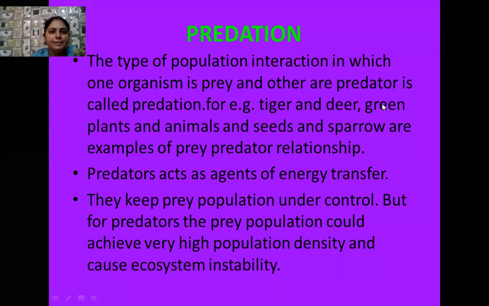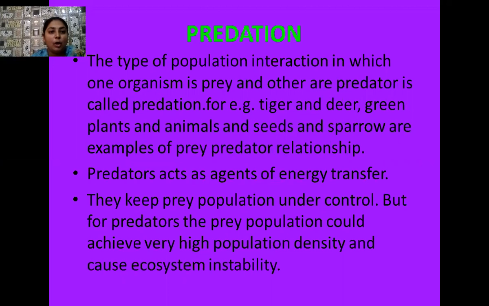Good morning, students. So today we are going to start our next topic, and our next topic is population interactions in chapter 14, that is organisms and population. The first type of population interaction that generally happens in a habitat is predation. So what is this predation?